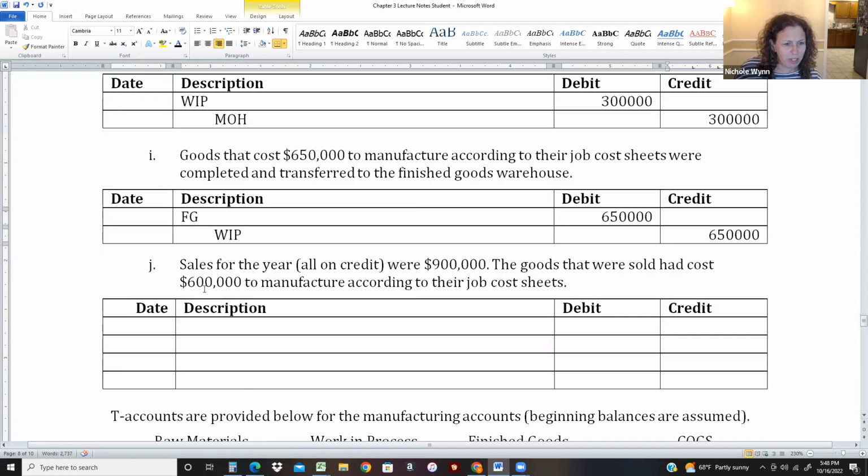And then the last one says sales for the year, all on credit, are 900,000. The goods that were sold had a cost of 600. So we're going to sell them for 900, and it says all on credit, meaning on account, meaning we're going to receive the money later. So when you sell inventory, we do two entries. We do accounts receivable, since it's on account, 900,000, and that's the revenue.